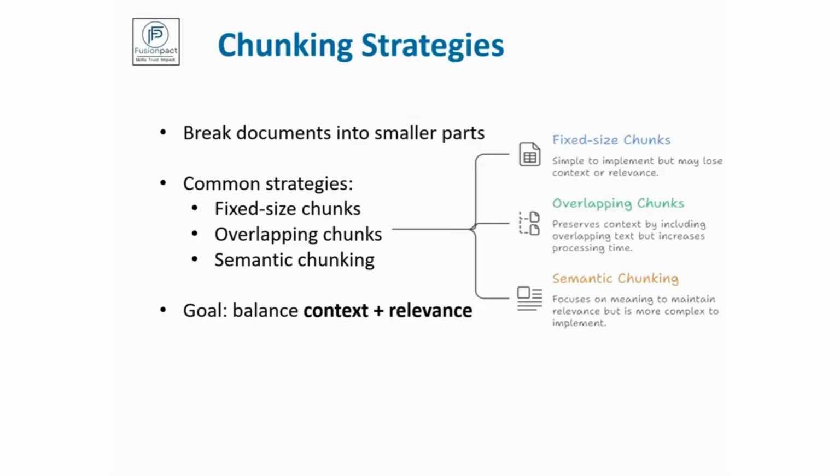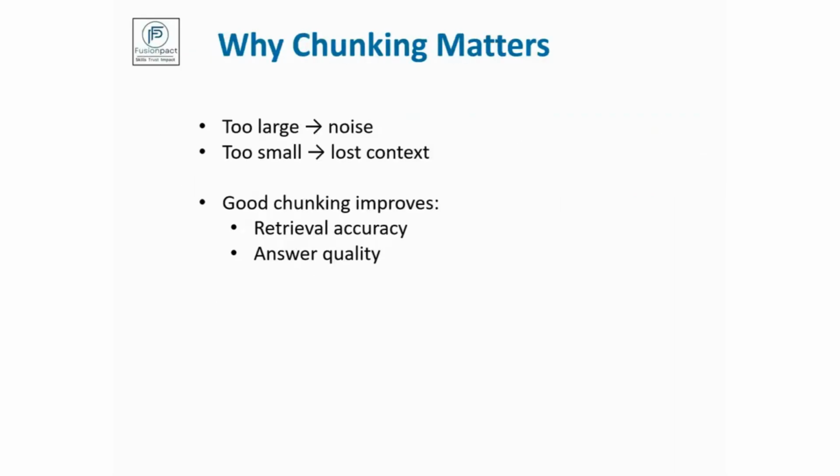Let's look at chunking strategies. It breaks documents into smaller parts. The common strategies are fixed chunk size. It is simple to implement but may lose context or relevance. Overlapping chunks preserve context by including overlapping text but increase processing time. Semantic chunking focuses on meaning to maintain relevance but is more complex to implement. The goal is to balance context and relevance.